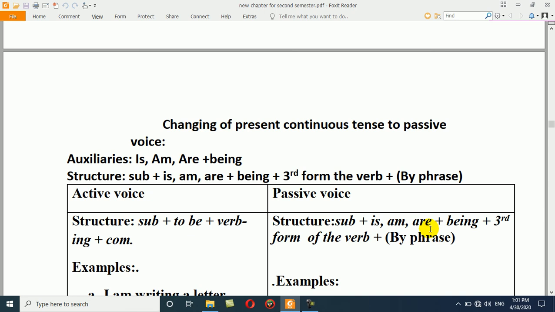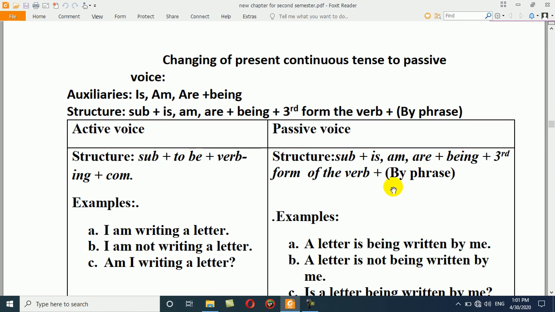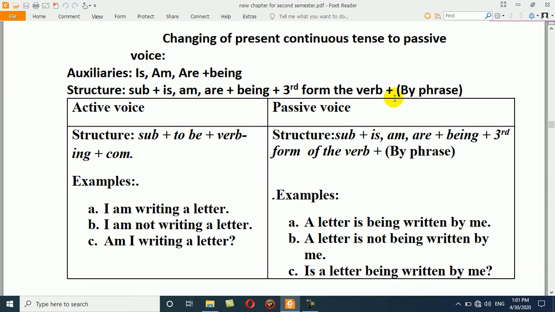Next, changing of present continuous tense to passive voice. Auxiliaries we have are am, is, are, being. These are the auxiliary or helping verbs. Structure of the passive voice: subject, then is, am, are, being. One of them is used according to the subject, and then being is used after the to be verbs, and then the third form of the verb, again by phrase, which is an optional word. Active voice: subject plus to be verb plus verb-ing plus complement. This example refers to the active voice.